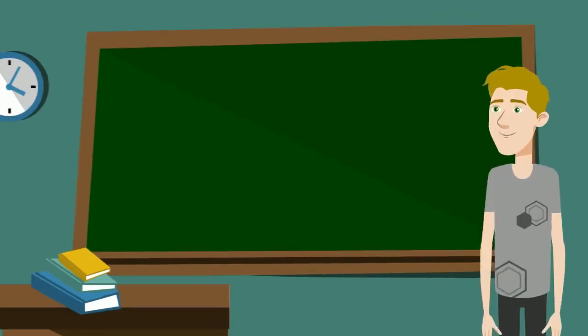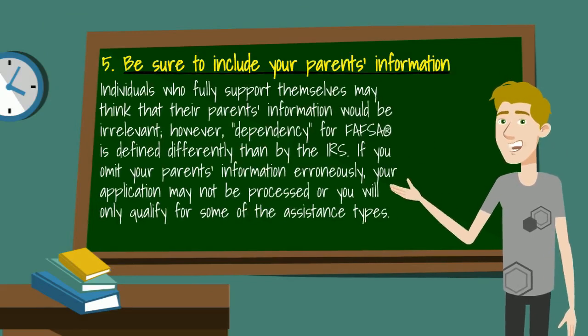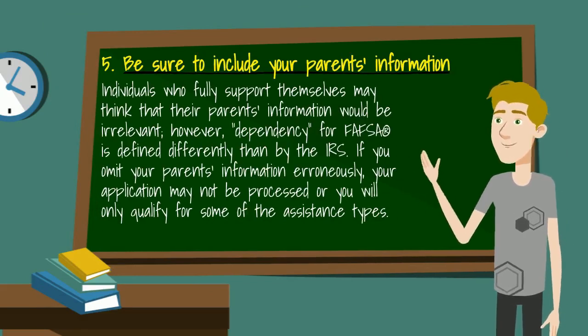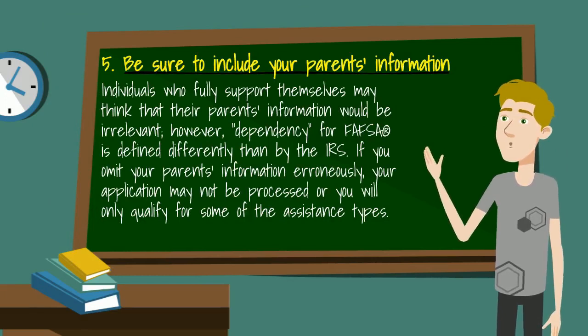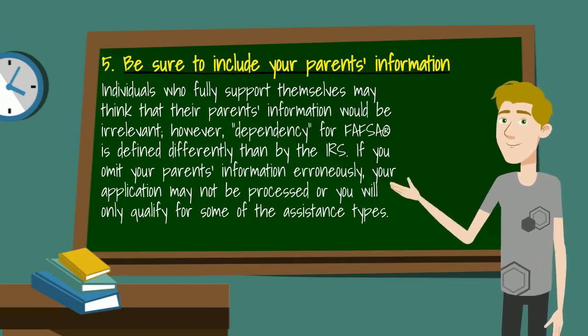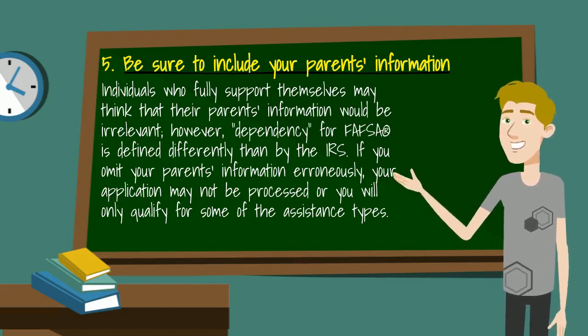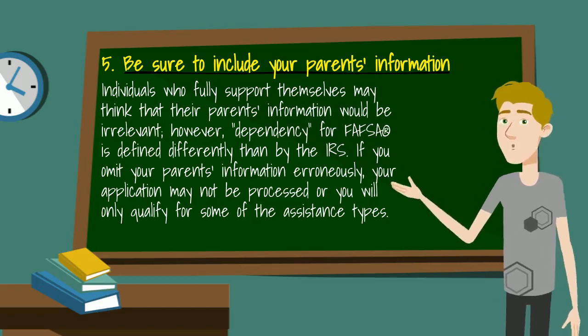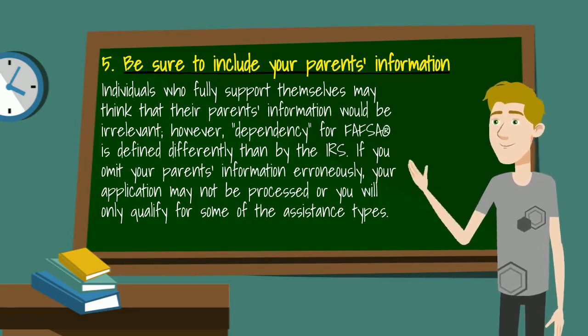Number 5. Be sure to include your parents' information. Individuals who fully support themselves may think that their parents' information would be irrelevant. However, dependency for FAFSA is defined differently than by the IRS. If you omit your parents' information erroneously, your application may not be processed, or you will only qualify for some of the assistance types.